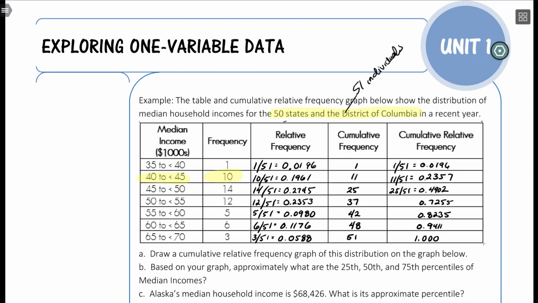So what does that tell me then? 10 out of 51 states had a median income of $40,000 to $45,000, or 19.61%. Now that on its own, again, gives me the location of just 10 individuals. That's not really all that different from a histogram. What the CRF does is it takes it one step further by accumulating everybody, and we can start to see ranking a little bit more clearly at this point.